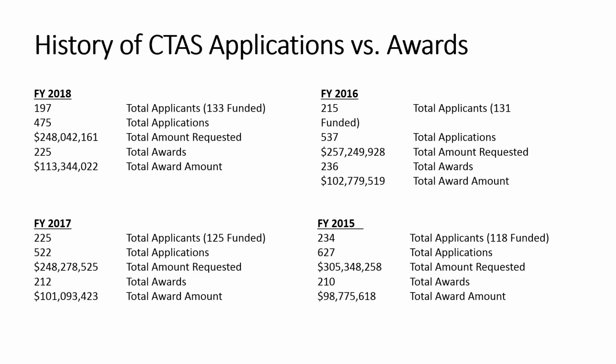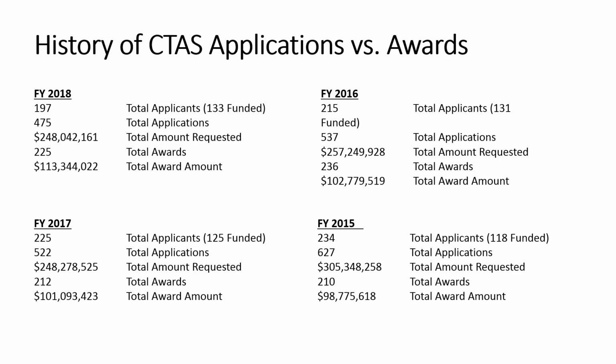You can see that the level of funding for each year has been fairly consistent. In 2015, our total amount available was about 98.7 million, then about 102 million in 2016, 101 million in 2017, and 113 million in FY18. So we did see some increases in funding, which is encouraging.